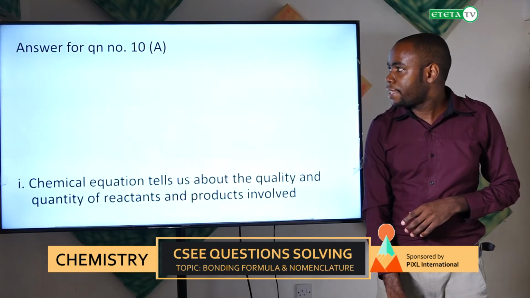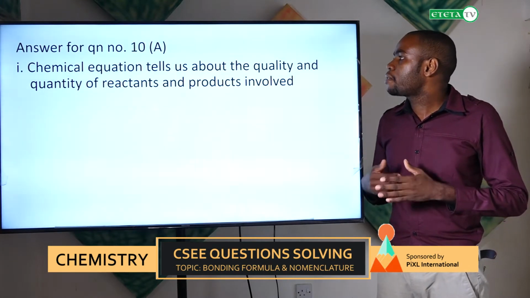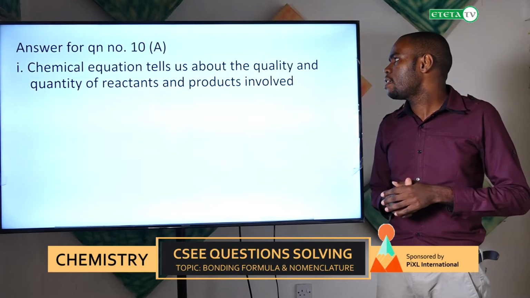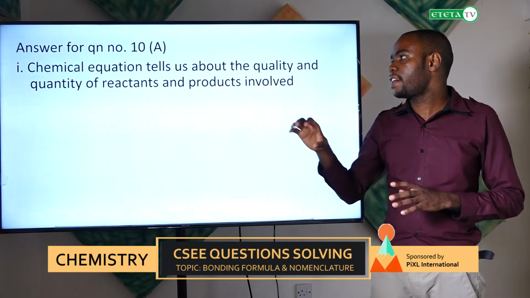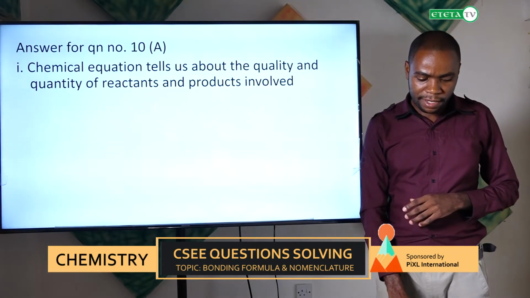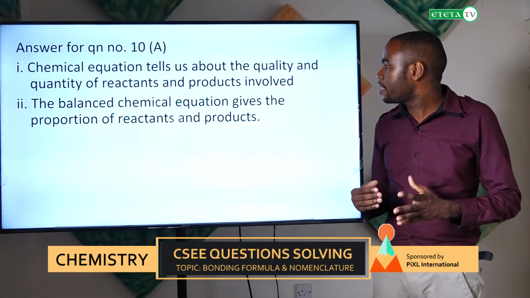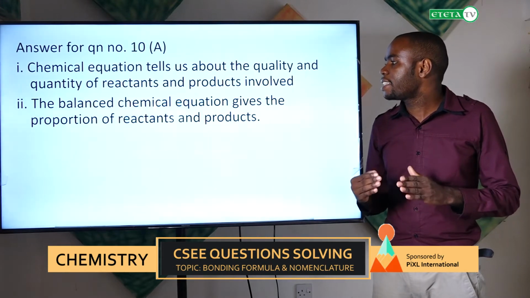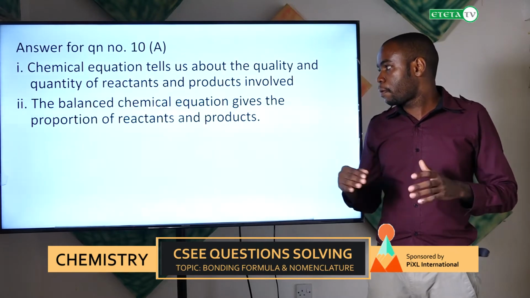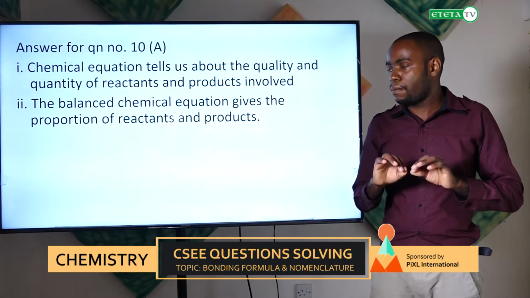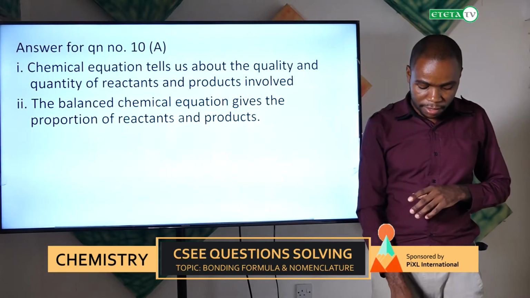Answer for question number 10A. The chemical equation tells us about the quality and quantity of reactants and products involved in a chemical reaction. Also, the balanced chemical equation gives the proportion of reactants and products, the number of moles of reactants and the number of moles of products. This can be done in a chemical equation and not in a word equation.